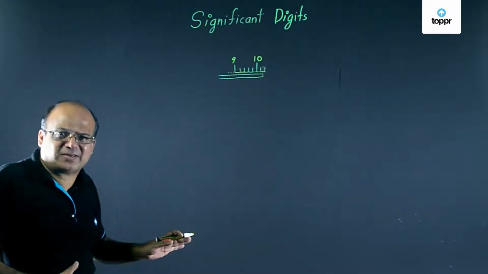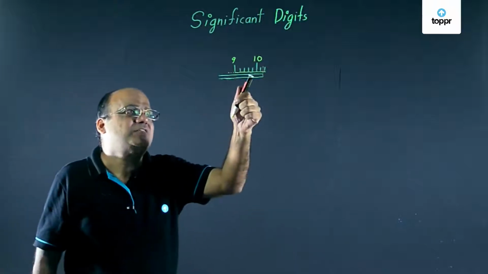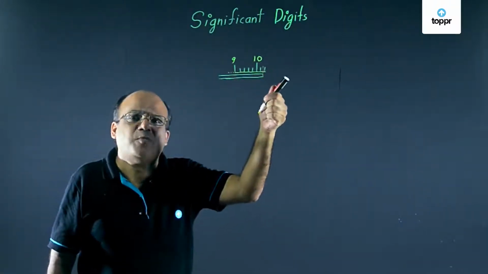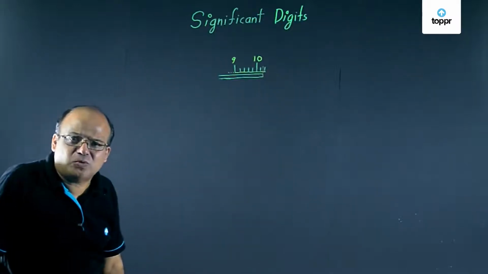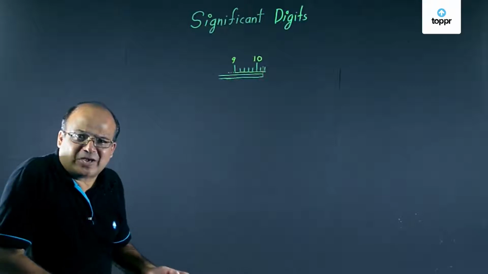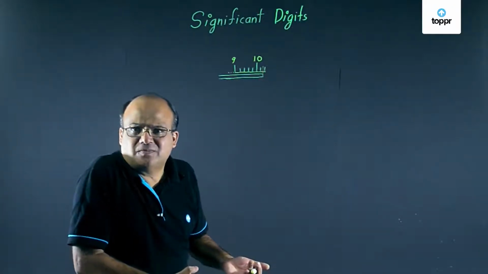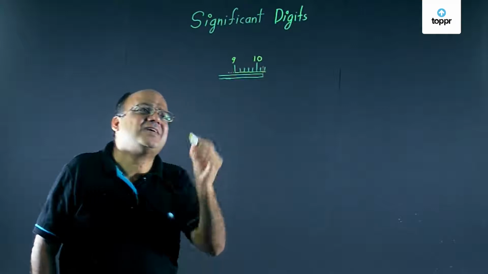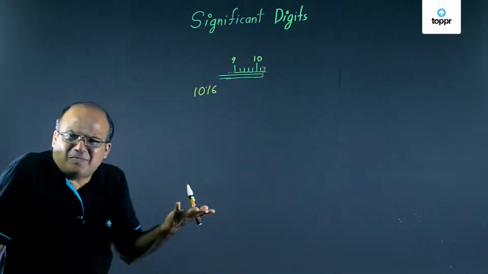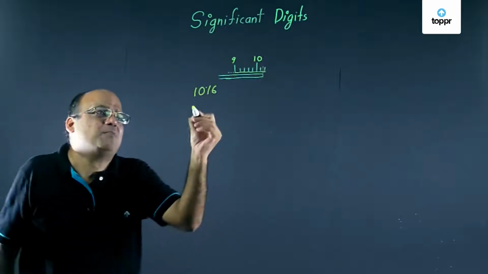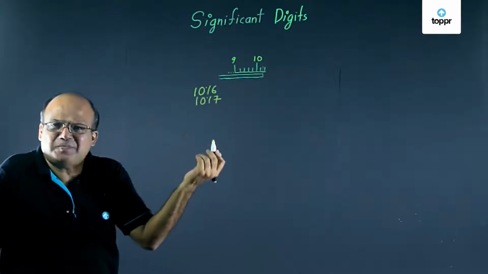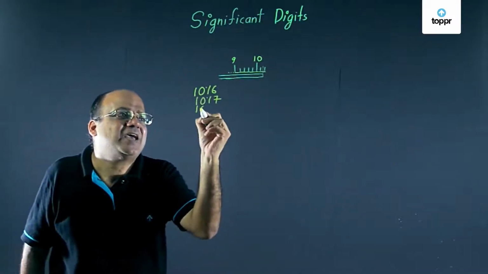No measurement is exact. We measure the length of this object using this scale. We find that the reading is between 10.1 and 10.2. So what is the exact reading? We cannot say 10.1. So we make a guess, and I say the reading is 10.16. Somebody else may say the same reading is 10.17. It is just an estimate. Some third person may say this as 10.15.